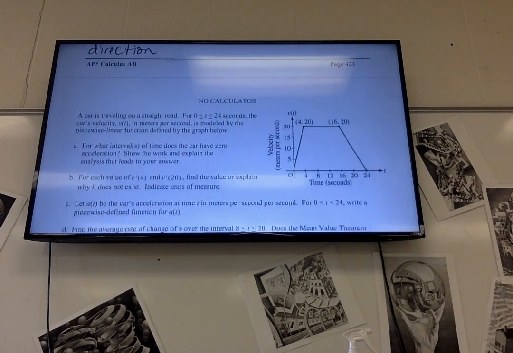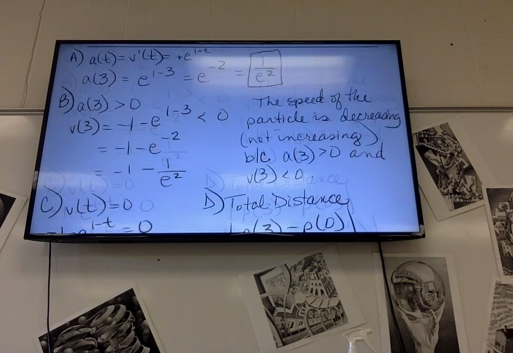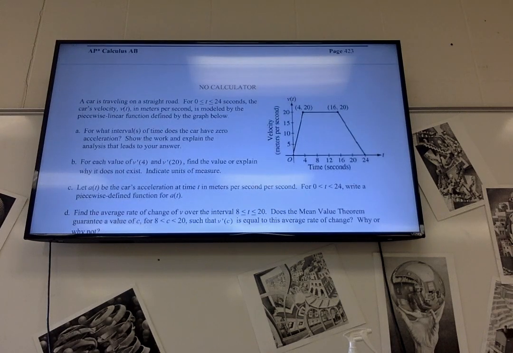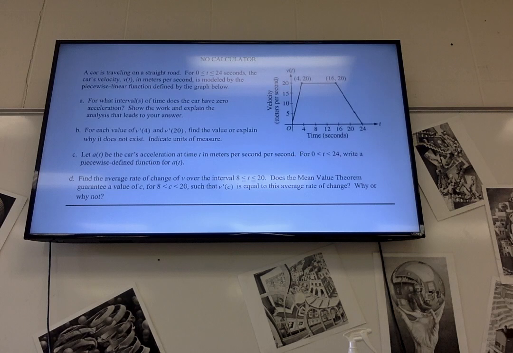All right, next. Still no calculator, but this time instead of having an equation, they gave us a picture. Okay, so a car is traveling on a straight road, and it's from 0 to 24 seconds. The velocity in meters per second is modeled by this picture. So this is velocity.